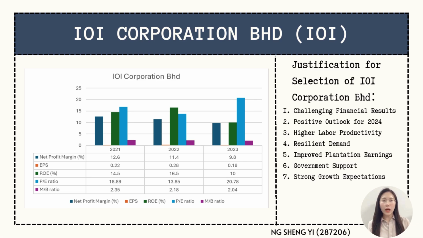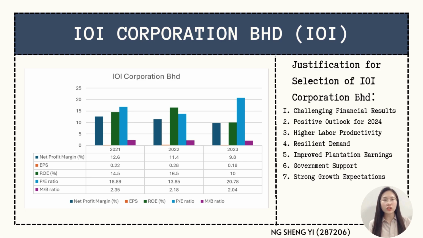Now, moving on to IOI Corporation Berhad. IOI profitability faced a 22.22% decline in net profit margin and significant decrease in EPS and ROE to RM0.18 and 10% respectively in 2023. The PE ratio rose to 20.78, indicating higher investor confidence, while the market-to-book ratio dropped to 2.04, reflecting weakened investor confidence.